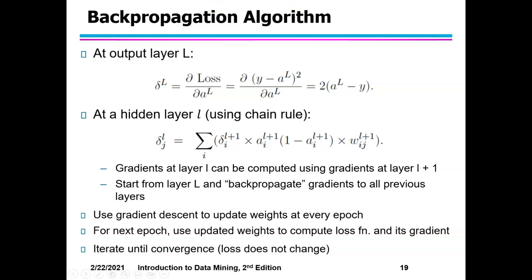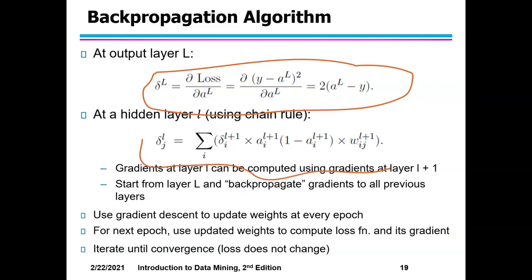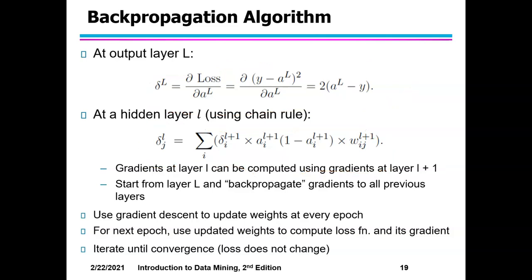And these are the output layers, how we define our output layer. This formula is used for the output layer, right? For the hidden layer, this formula is used. So look at this one. The gradient at layer l can be computed using the gradient at layer l plus 1, right?